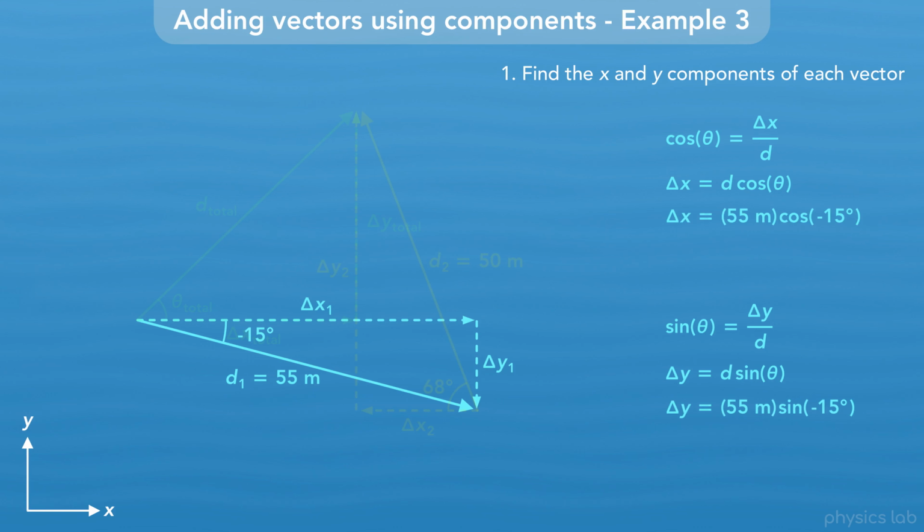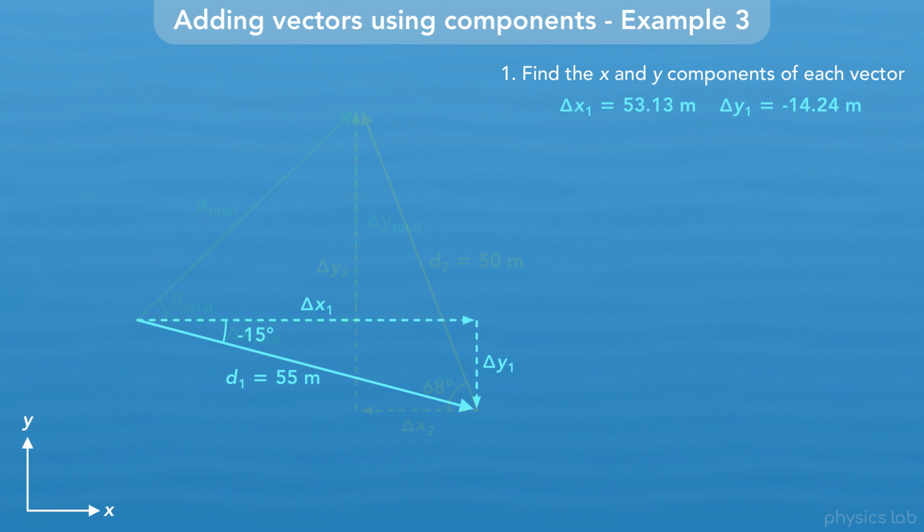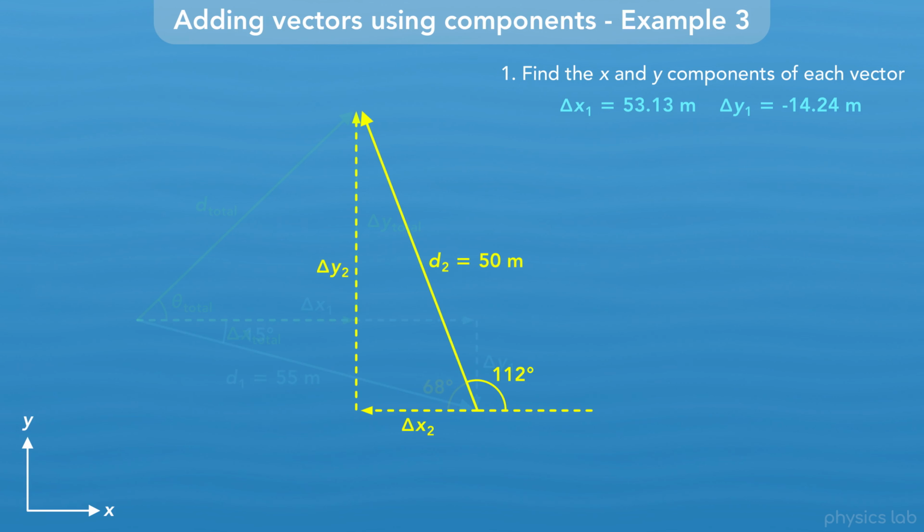If we plug negative 15 degrees into the sine and cosine functions, then we still get positive 53.13 meters for delta x. But now the sine function gives us negative 14.24 meters for delta y. So if we use this method and plug in the conventional angle, the positive and negative components are taken care of. Let's save these values for later and find the components of the second vector, d2.